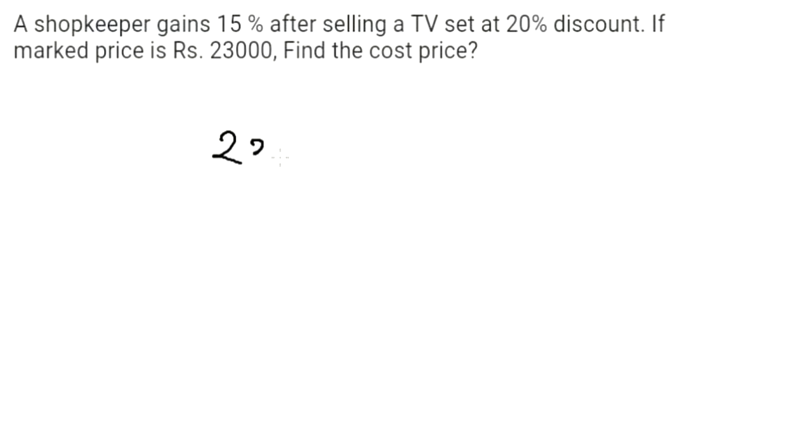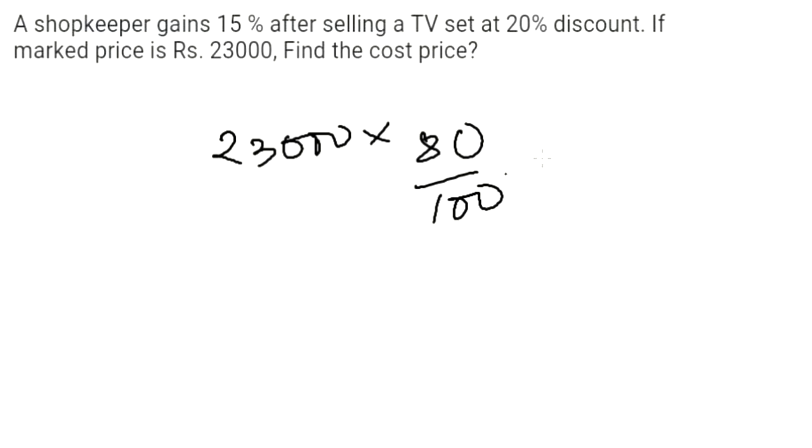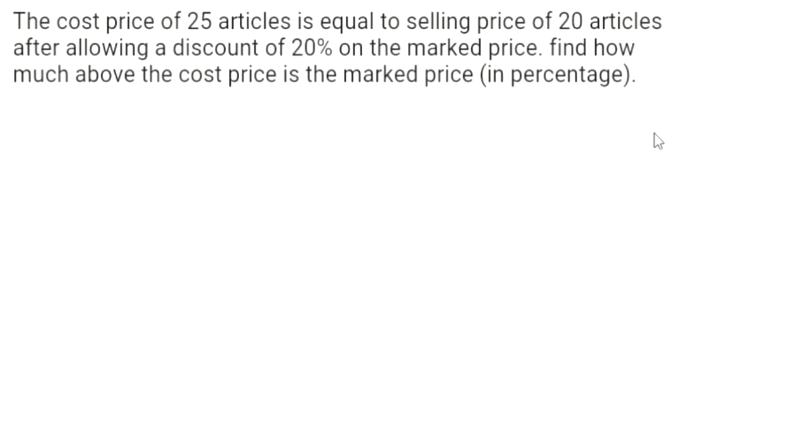mark price 23,000 and the 20% discount, all 80 by 100. You'll finish in no time. Just one step. Let's step up again. When it comes to giving the article numbers, like mismatch of article numbers, as in the case of this question, the cost price of 25 articles is equal to the selling price of 20 articles. After allowing a discount of 20% on mark price, find how much the cost price is below the mark price.